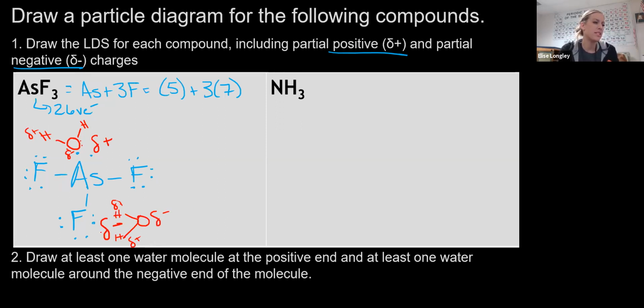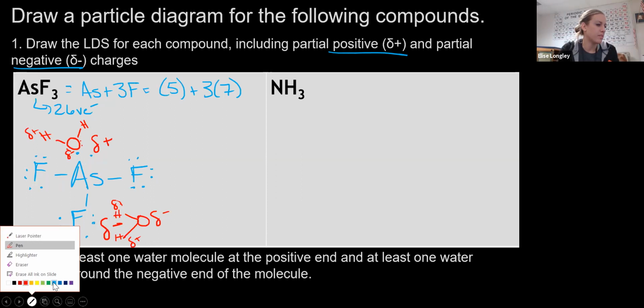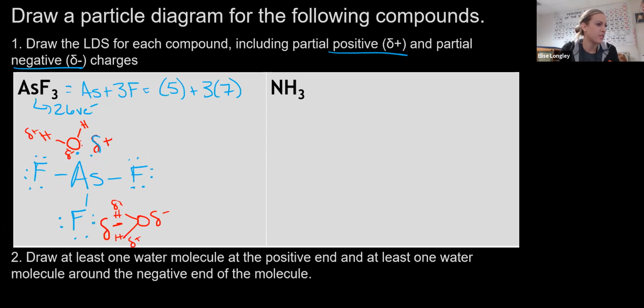So this is the process I am asking you to do, okay? Draw your molecule, assign the partial charges, and then make the water, 2 water molecules, what it looks like near the positive side. I should do this so it matches the arsenic. The positive side and the negative side. So this is partially negative. And then these partial positives go with that hydrogen, okay?